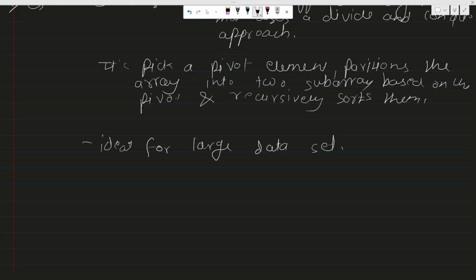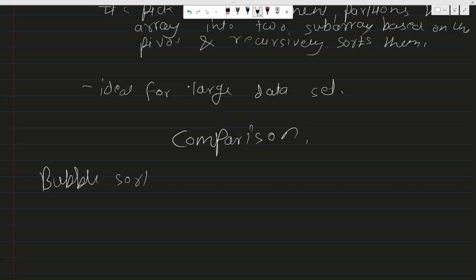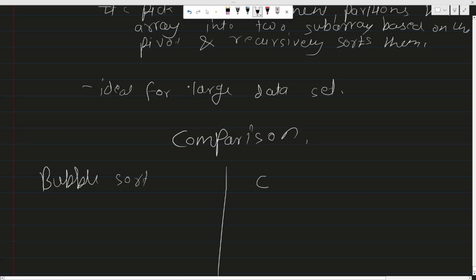Now we are comparing the sorting algorithms. The first one is bubble sort and the second one is quick sort. That is the comparison.